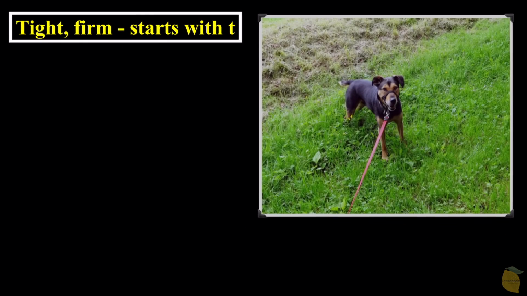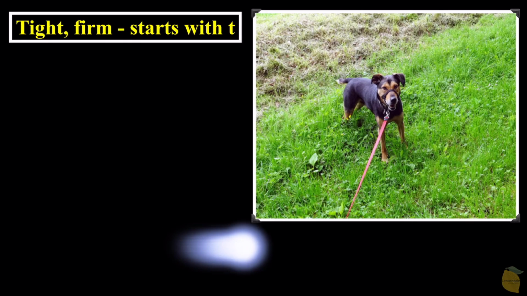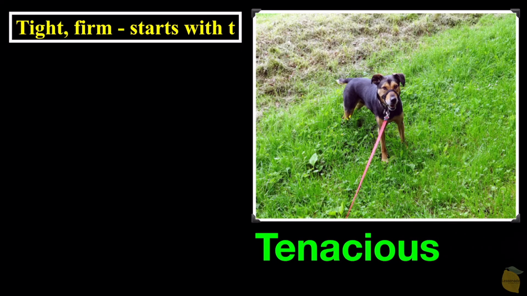Let's go on to the next word, which is going to be tight, firm, starts with T. In this picture, we can see a tight lead on the dog's nose, as if it might bite someone. So the word is tenacious. Let's go on to the next one.